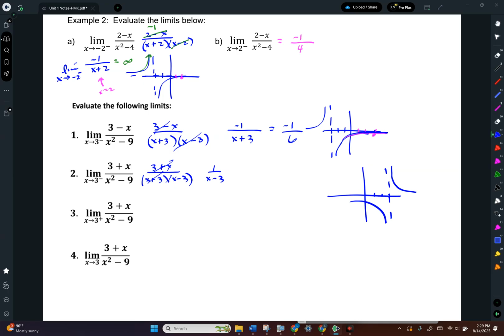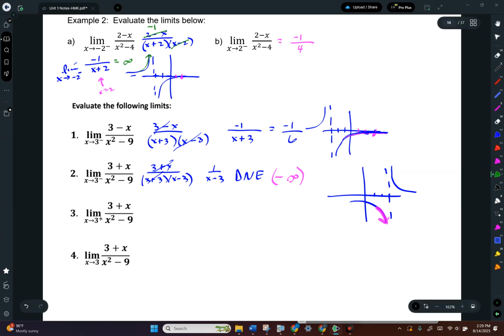Well, look here. Positive 3 is where my vertical asymptote is. So yeah, I know this is a does not exist. But since they said from the left, then I can say, well, from the left, it's shooting down to negative infinity. So negative infinity is the specific answer. Does not exist is the general answer.